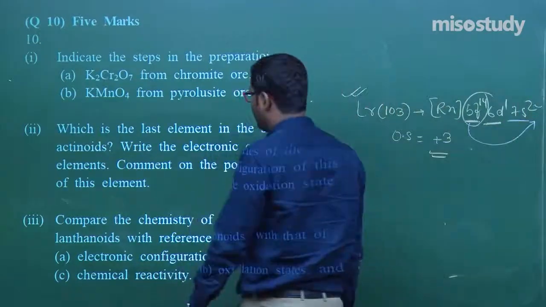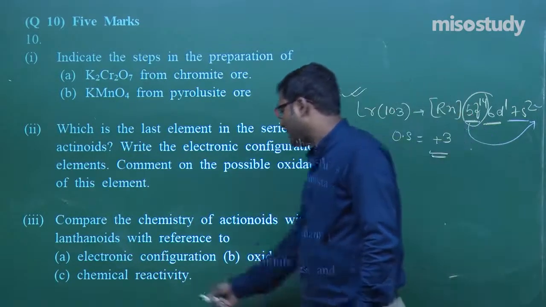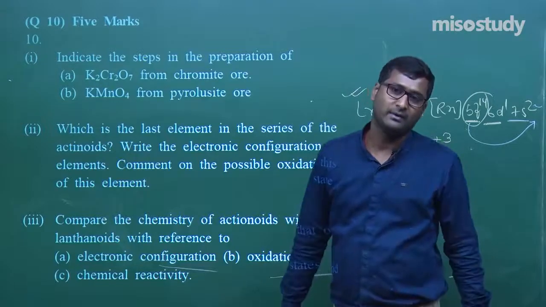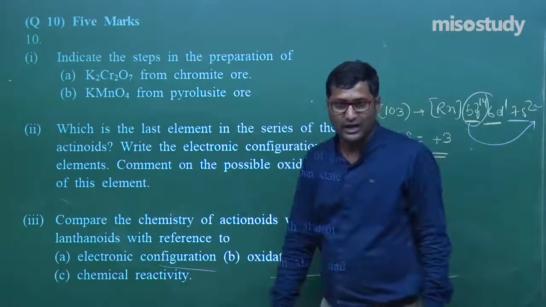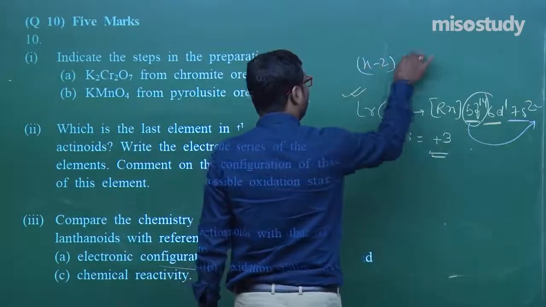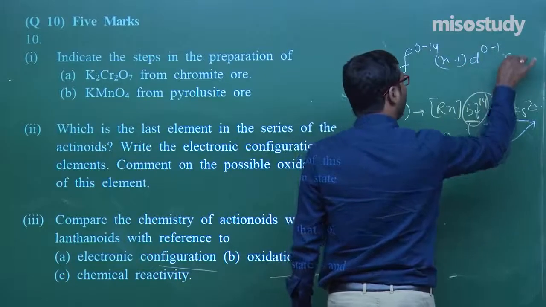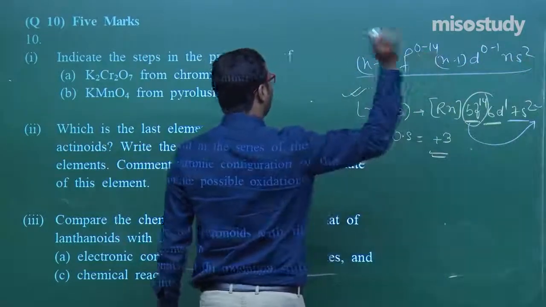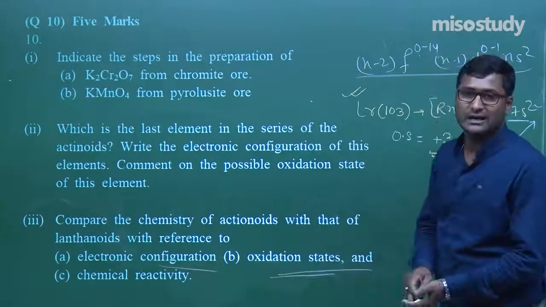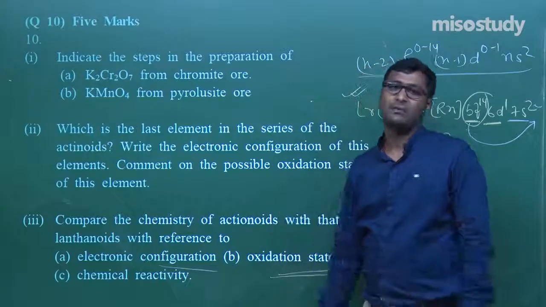Clear? Now, the next one is compare the chemistry of actinoids with that of lanthanoids with reference to electronic configuration and chemical reactivity. As we know, all elements of actinides are radioactive in nature, that is, they hardly exist, and they have the electronic configuration, as I told you, (n-2)f 0 to 14, (n-1)d 0 to 1, and ns2, in many books it is given, as I told you, 1 to 14 also. General common oxidation state is +3, and for chemical reactivity, all members of this group have almost equal size due to actinide contraction. So the chemical reactivity is similar.